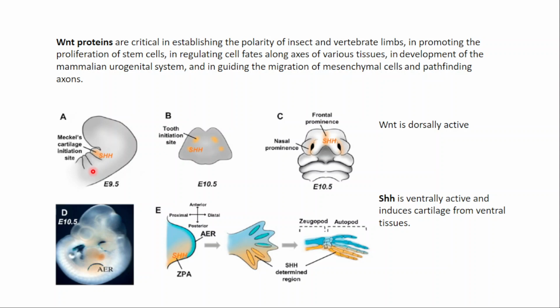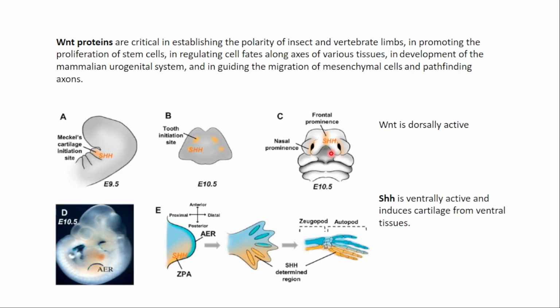So here is an example of a mouse embryo at day E9.5, where we see the cartilage initiation site marked by the expression of SHH. Similarly, the tooth initiation site as well as the nasal prominences. These nasal prominences are ventral structures. If you divide our body into dorsal and ventral parts, the nasal prominences or the nose is a ventral structure, while the spinal cord is a dorsal structure.